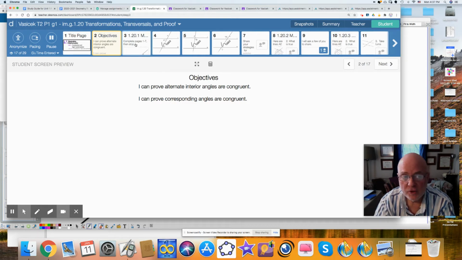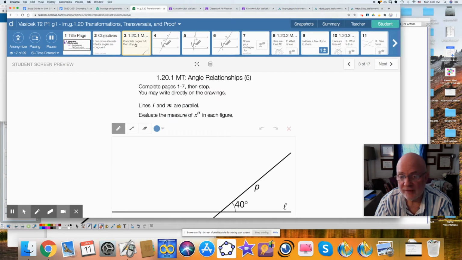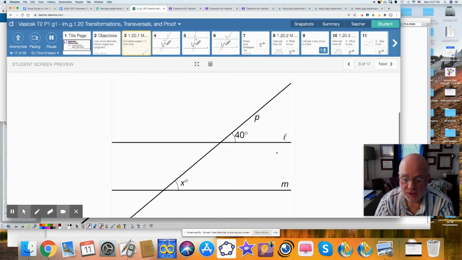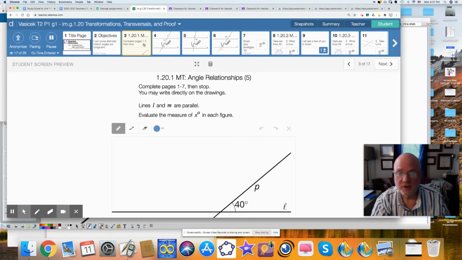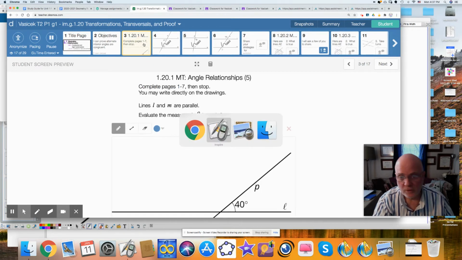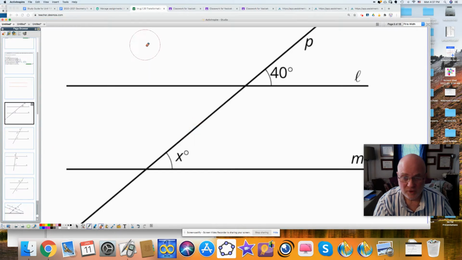You should try to do pages 3, 4, 5, and 6 on your own. There are these different figures, and you're supposed to figure out what the value of x is. And then on page 7, share your strategy for solving these. You should pause this video to do that. I'm going to go right into them and talk about them.